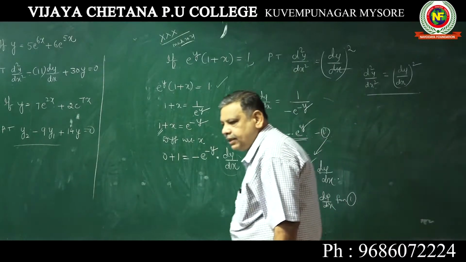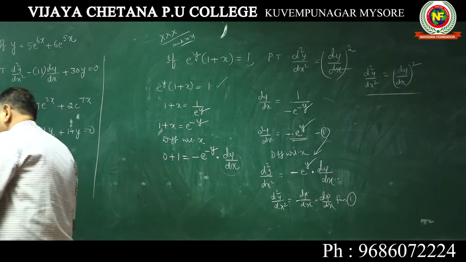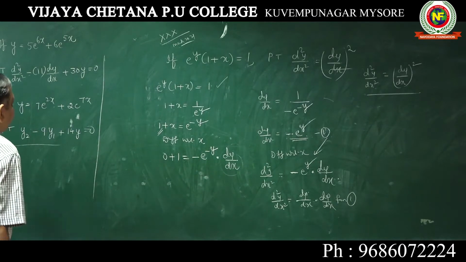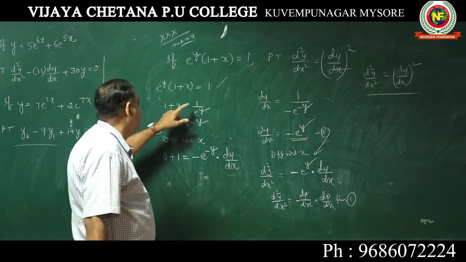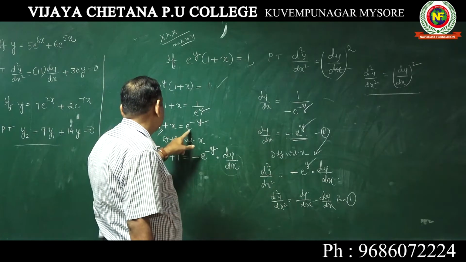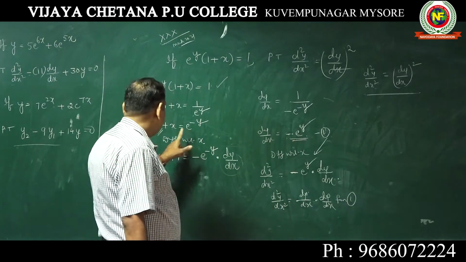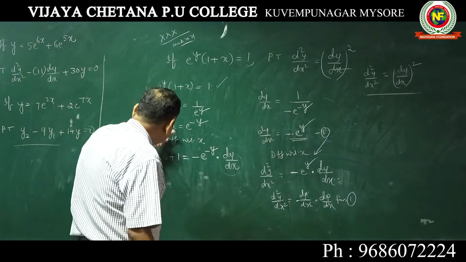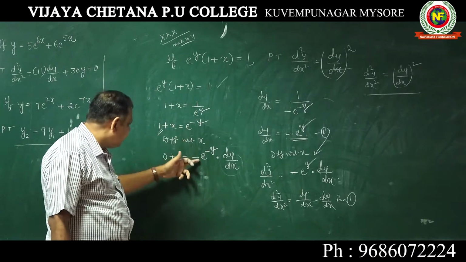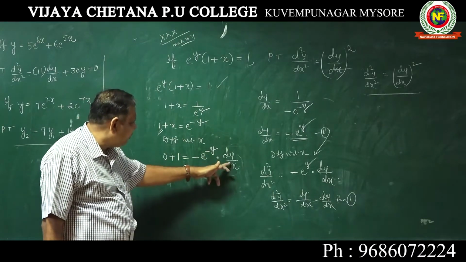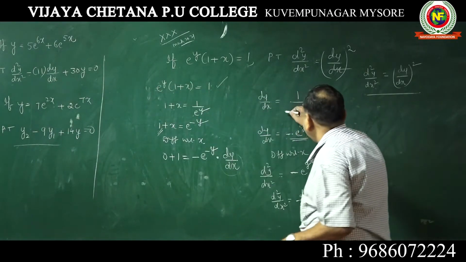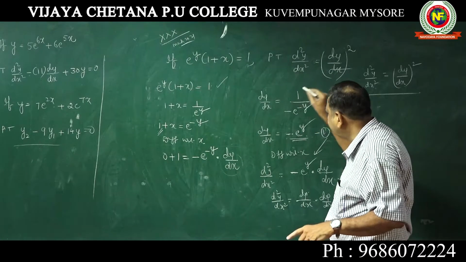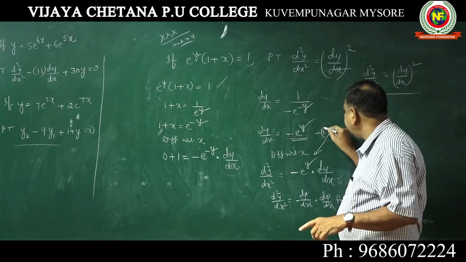That's all the answer. Now I will repeat it. e to the power of y into 1 plus x equals 1, so 1 plus x equals 1 by e to the power of y, that is e to the power of minus y. Differentiate with respect to x: this is 1, minus will come here, e to the power of minus y dy by dx. Now dy by dx is minus 1 over minus 1, the minus cancels, so it is minus e to the power of y.